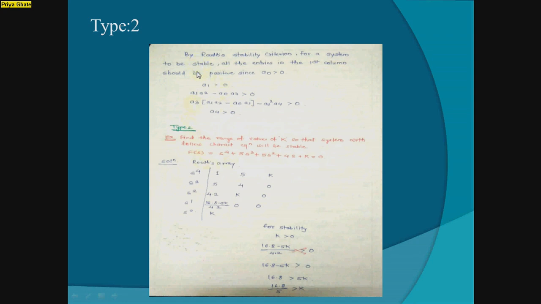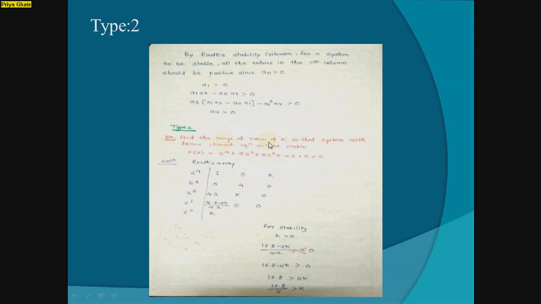in the first column of the Routh array, if there is any sign change between two values, then that system is unstable. But if in the first column all the coefficients have the same sign, then we can say that the system is stable. Now we are going to see the type 2 system.